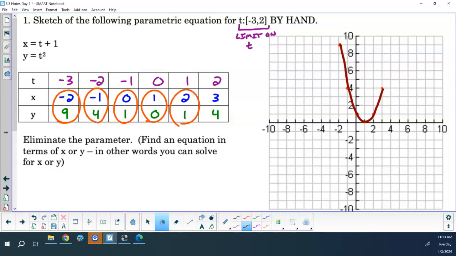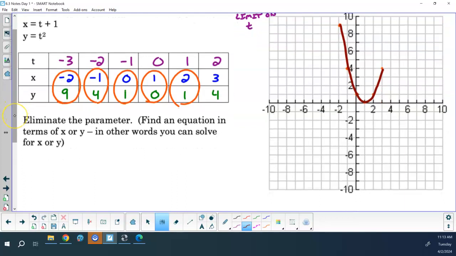Then, what it says is now we want to eliminate the parameter. And what that means is we're going to find an equation in terms of just x and y of this very function. Okay? So what you do to eliminate the parameter is you take one of your functions, either for x or for y, doesn't matter which one, and you solve it for t. In this particular case, I'm going to say x equals t plus 1. And I'm going to solve that for t by simply subtracting 1 from both sides, giving me x minus 1 equals t.